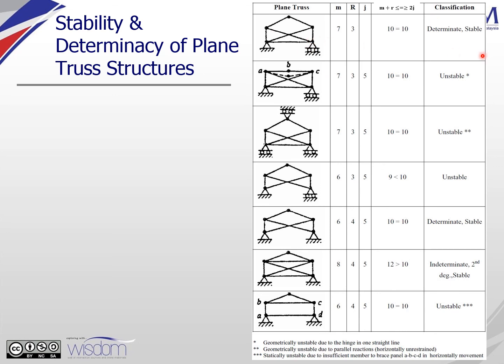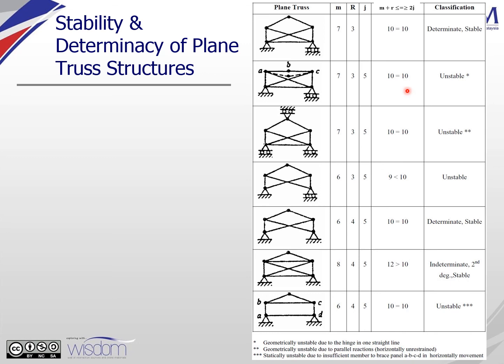For number 2, you can see that you also have 7 members: 1, 2, 3, 4, 5, 6, 7. You also have a pin support and a roller support, which gives you 3 reactions. Joints: 1, 2, 3, 4, 5. So here is 10 equal to 10.